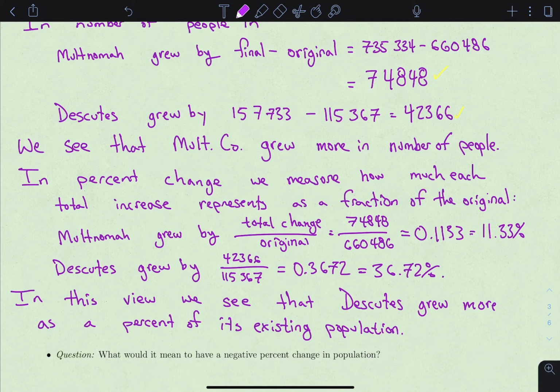And so the point of this example is to recognize that both of these measures are good and legitimate, but they don't have to follow each other. So Multnomah County grew more in numbers of people, but Deschutes County grew more as a percent of its existing population.